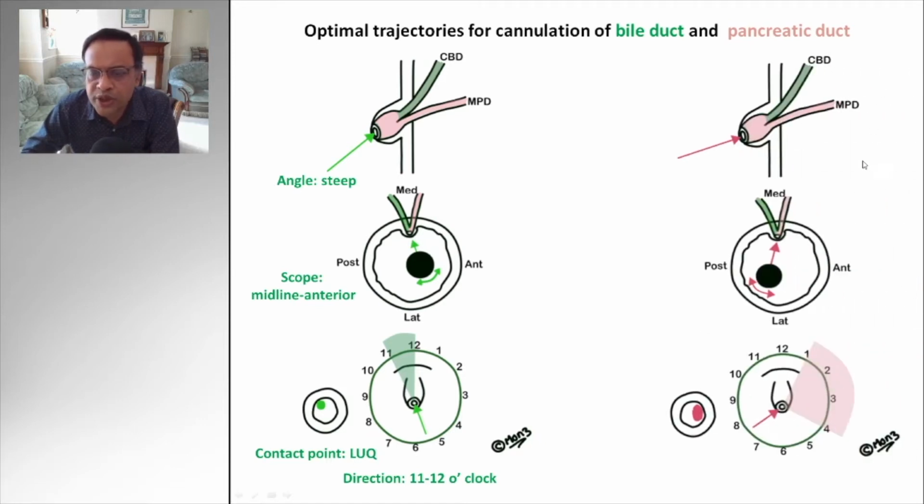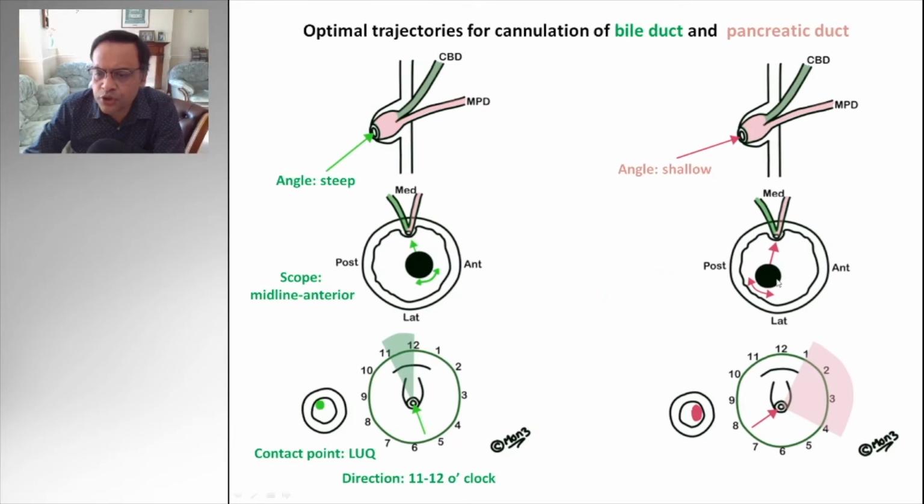In contrast, when we try to cannulate the pancreatic duct, the angle of attack is shallower. This is because the main pancreatic duct has a shallower trajectory compared to the common bile duct. The scope is inserted to a shallower depth in the duodenum, and the position of the scope should be midline or slightly posterior to the midline, again to optimize the direction of cannulation. The point of contact should be on the right side of the papillary orifice, and the direction in which the cannula is to be aimed should be between 1 o'clock and 4 o'clock as observed by the ERCPist, typically towards 2 o'clock or 3 o'clock.